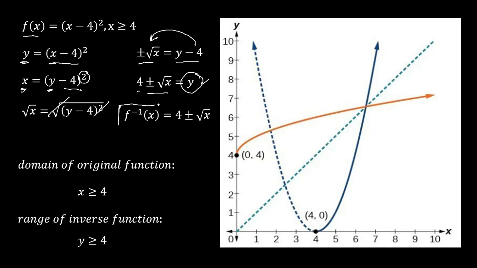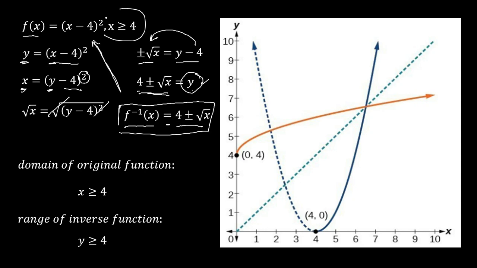ito is papalitan po natin ng functional notation for the inverse. Okay, from y, magiging f inverse of x na po siya, then equal lang po, then kopyahin lang po yun sa kabilang side, which is 4 plus minus the square root of x. Okay? So, ganyan po yung pagkuha ng inverse, on a given quadratic function, and then meron pong restriction.